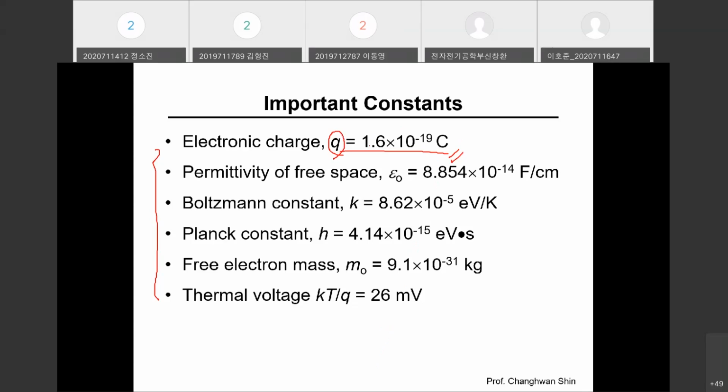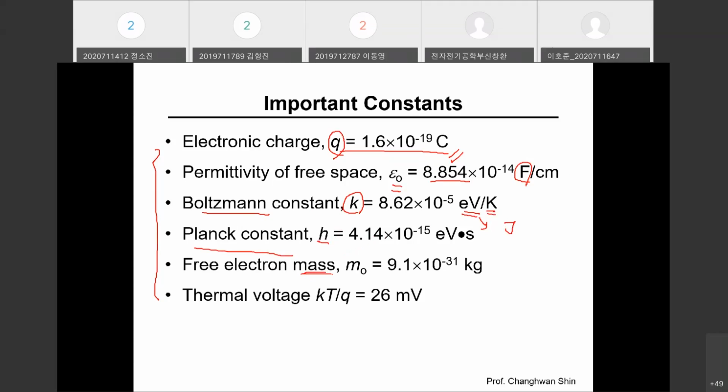And the permittivity of free space, epsilon naught, is 8.854 times 10 to the minus 14 farad per centimeter. Farad is the unit for capacitance. And Boltzmann constant k is 8.62 times 10 to the minus 5 electron volt per Kelvin, which is equivalent to the unit for energy, joule, over Kelvin temperature. And Planck constant h, say it "h".